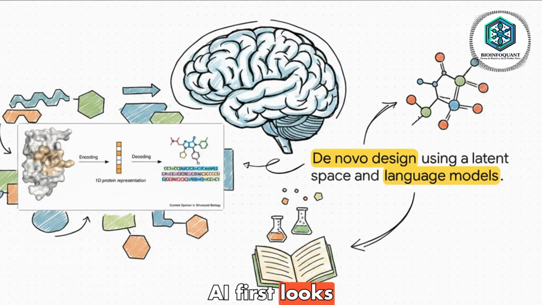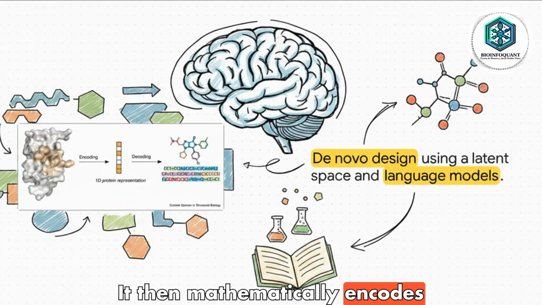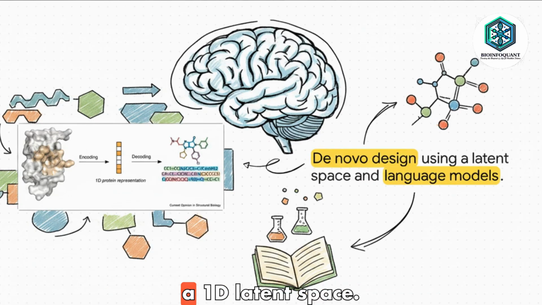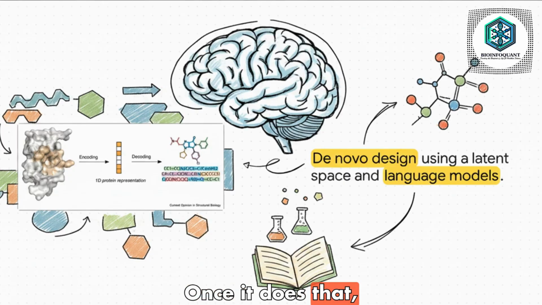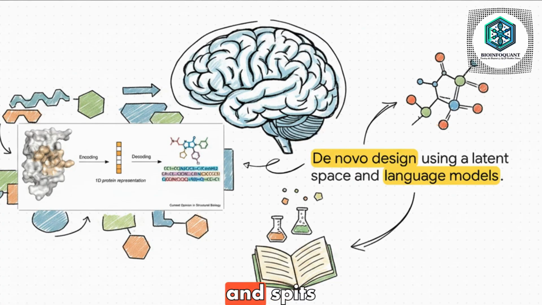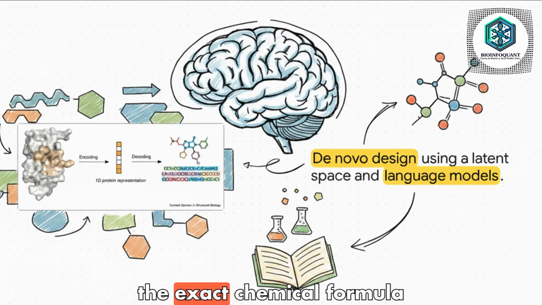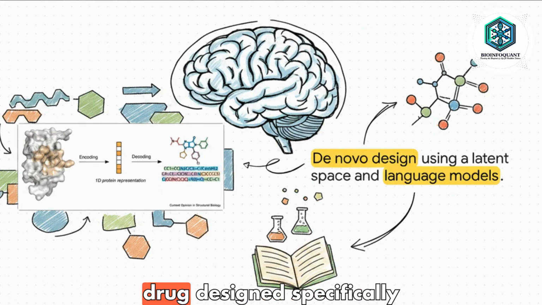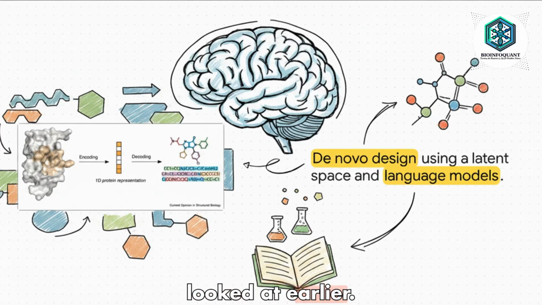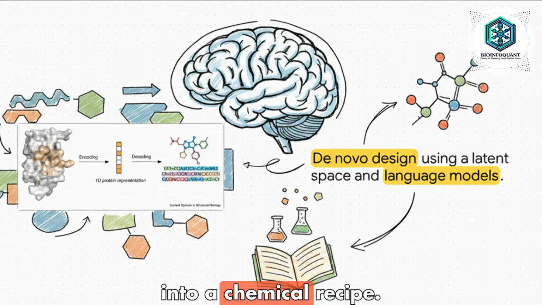The AI first looks at the 3D surface of a protein's binding pocket. It then mathematically encodes that complex 3D shape into a tightly compressed sequence of numbers, known as a 1D latent space. Once it does that, a chemical language model kicks in and acts as a decoder. It reads those numbers and spits out a text string called a SMILES string. This text string represents the exact chemical formula of a brand new drug designed specifically for that pocket, just like the DF1 molecule we looked at earlier. It's essentially translating a physical 3D shape directly into a chemical recipe.